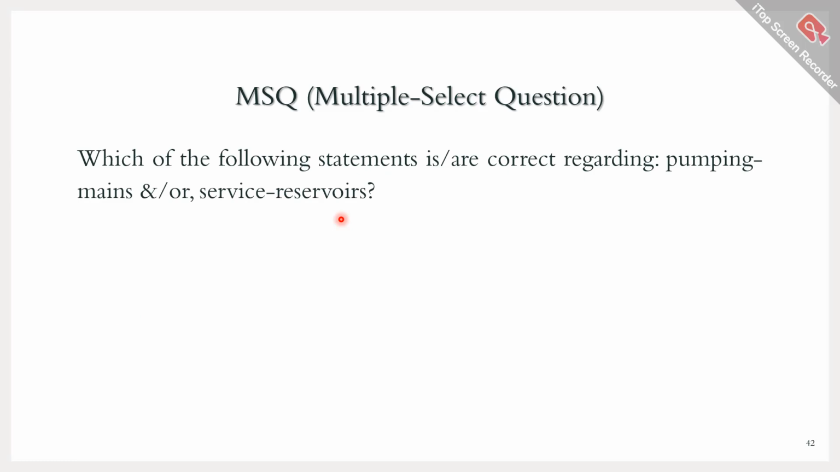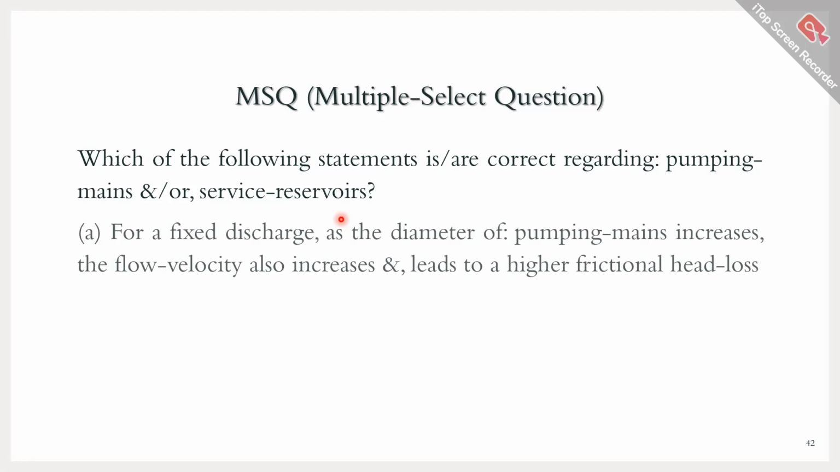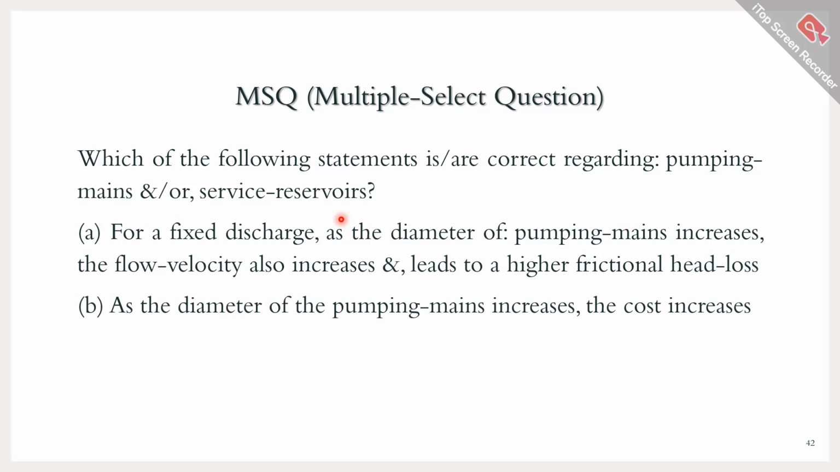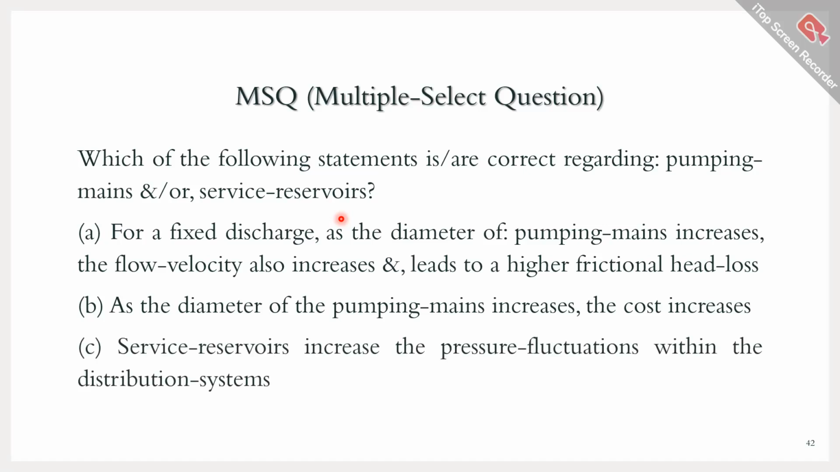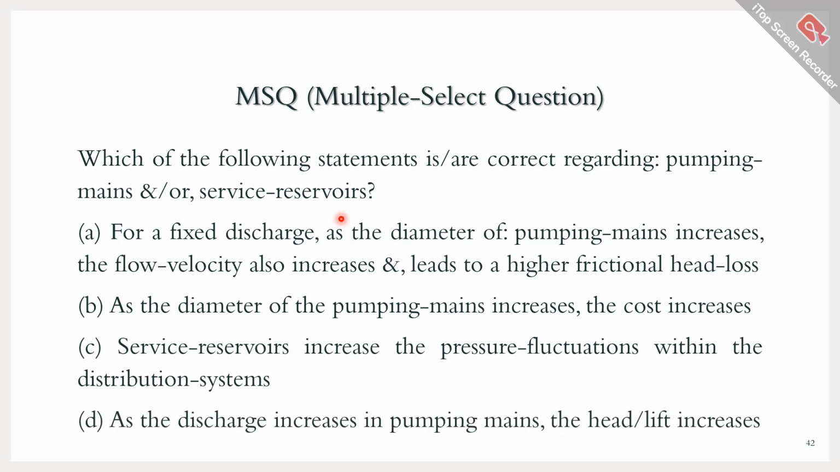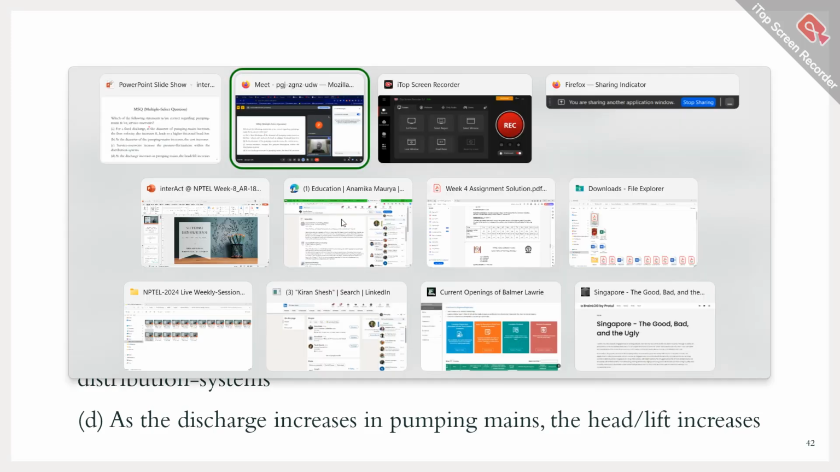Now, next MSQ, multiple select question. Which of the following statements is or are correct regarding pumping mains and or service reservoirs? Option A, for a fixed discharge, as the diameter of pumping mains increases, the flow velocity also increases and leads to a higher frictional head loss. Option B, as the diameter of the pumping mains increases, the cost increases. Option C, service reservoirs increase the pressure fluctuations within the distribution systems. Option D is, as the discharge increases in pumping mains, the head or lift increases. More than one option may or may not be correct.